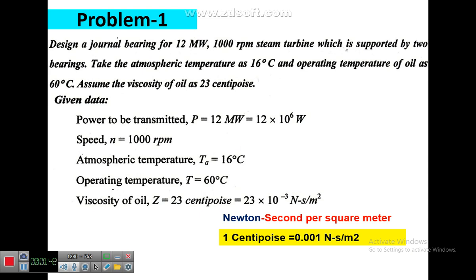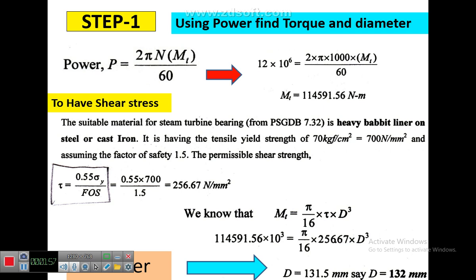We know 1 centipoise equals 0.001 Ns per meter square. Therefore 23 centipoise is 23 into 10 power minus 3. Then coming to step 1, using the power formula we can find the torque. So we keep T on one side and the other unknown values on the other side. By substituting the given values, we get 114,491.56 Newton meter.